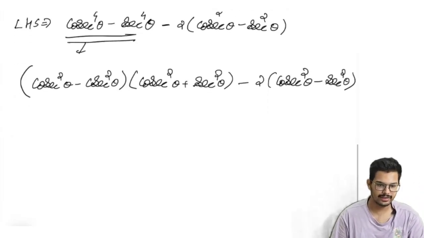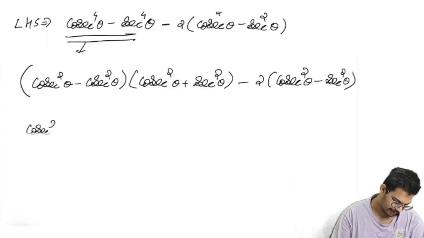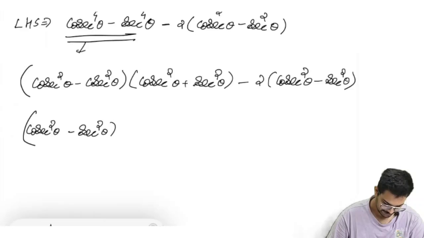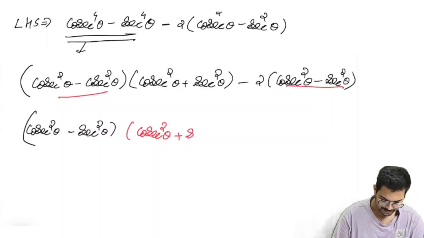So just split it into a square minus b square form. Now you can take cosec square theta minus sec square theta common. So when you take common from these terms, this is gone, this is gone. Finally, cosec square theta plus sec square theta minus 2 is there.